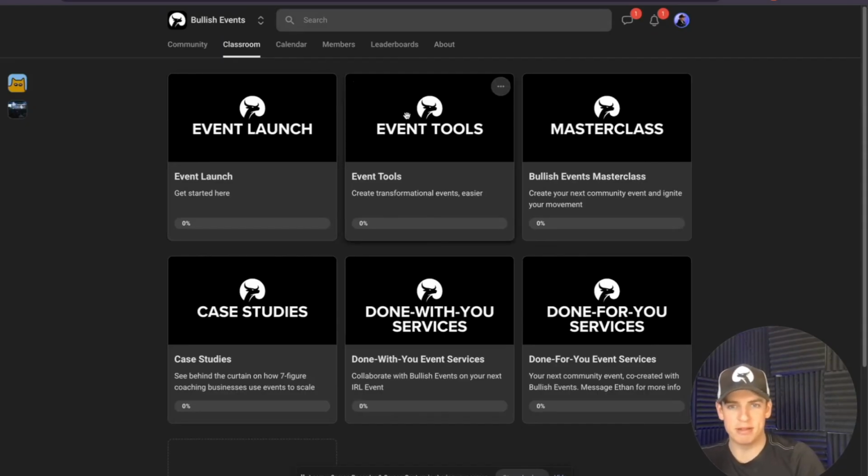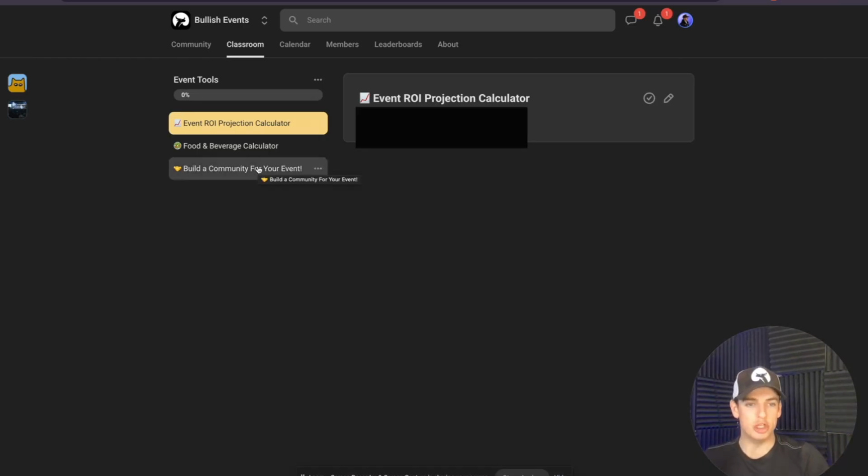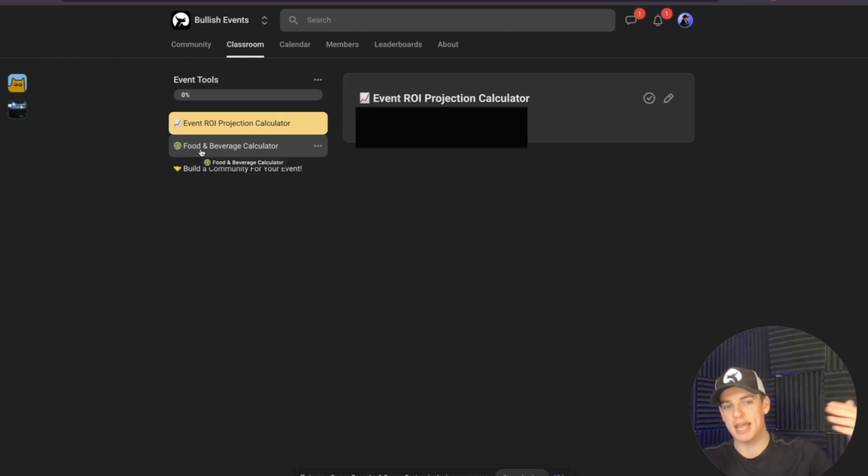So I believe there's also an event ROI projection calculator. You can use this tool to project the potential ROI of your event. It's pretty cool. You can play with different scenarios, different offer price points, different ticket price points, different budgets, and you can see a best case, medium case, and worst case scenario for your events, which is pretty fun and pretty cool.